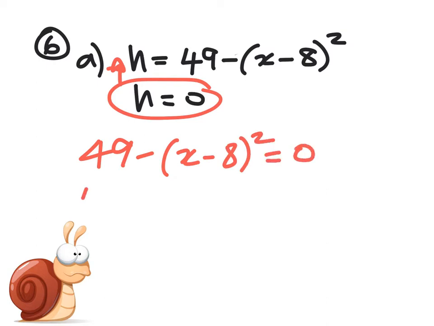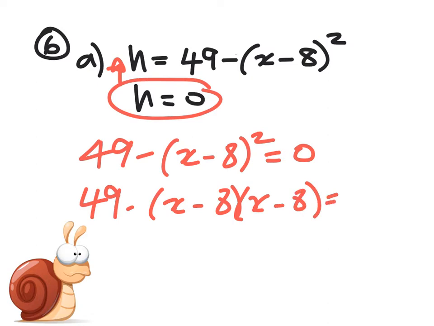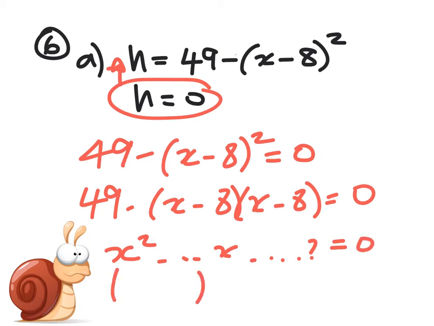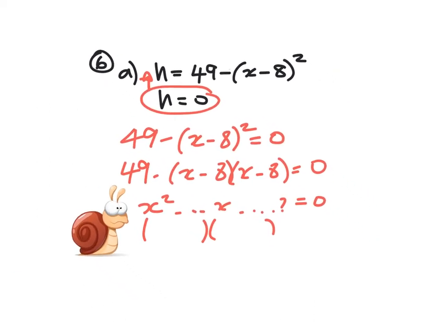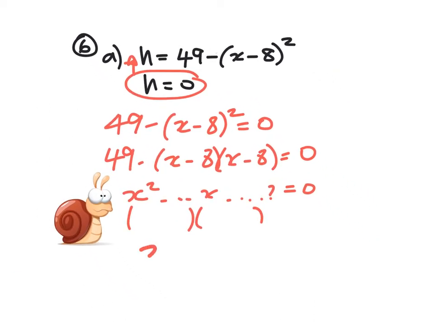Now if I do that, I can remove those brackets. 49 minus (x minus 8)(x minus 8). Right, I can tidy all that up. I'm going to end up with an x squared, so many x's, a number which equals 0. I'm going to factorise like question 1, and then that's going to allow me to work out what x is.